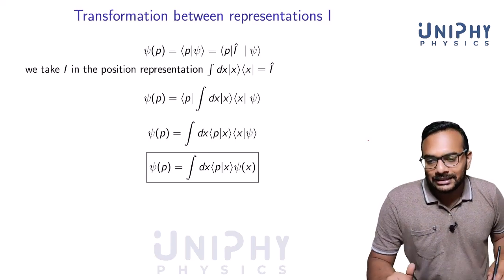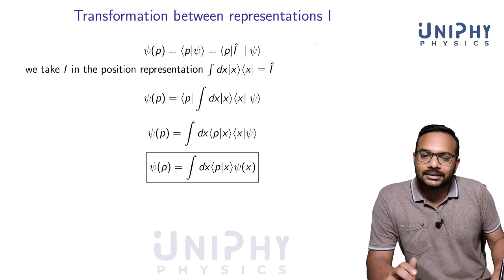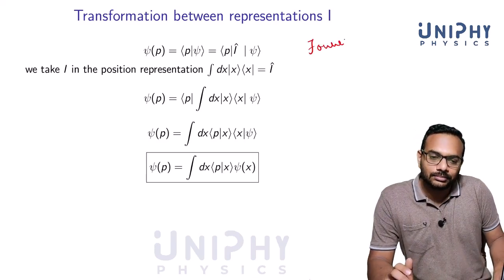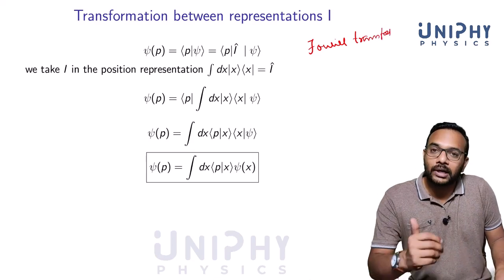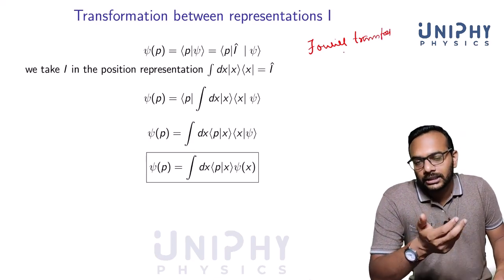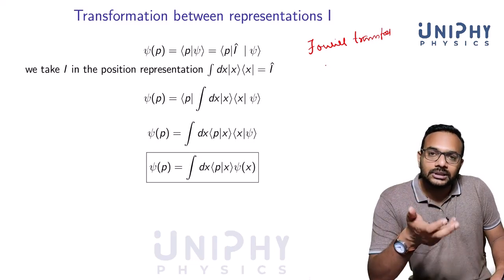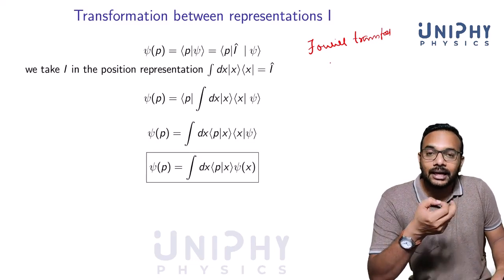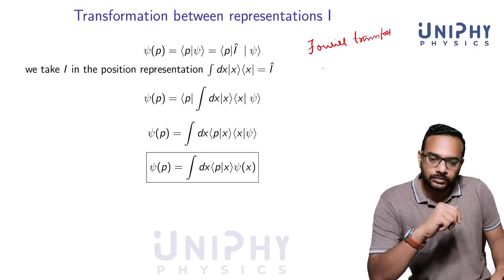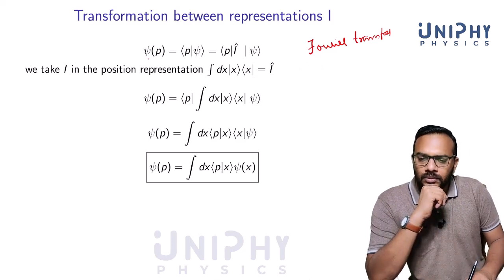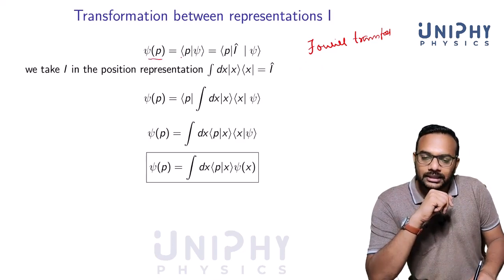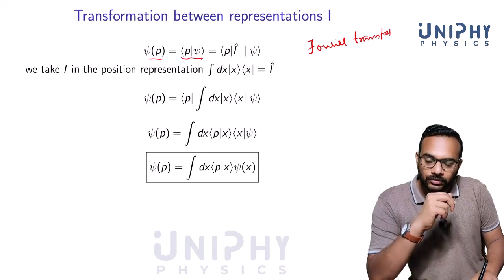It's easy to show that. The simple answer is a Fourier transform. If you want to go from one representation to another, use the Fourier transform. If you need to go from the position basis to the momentum basis, they are connected by a Fourier transform. We can show that here. As we said, psi of p we can write as the bracket p psi. We have explained this.